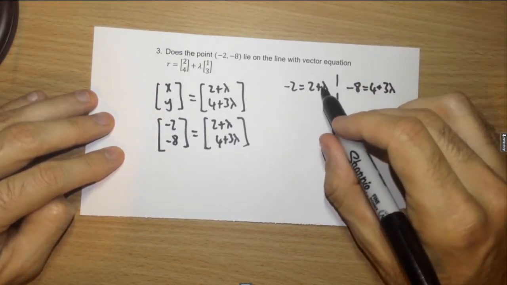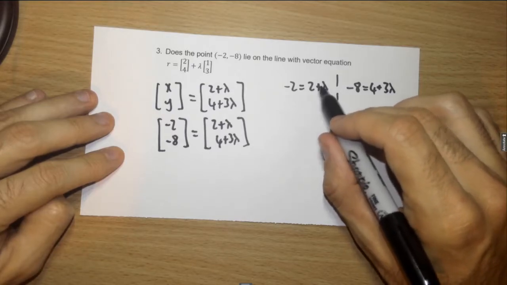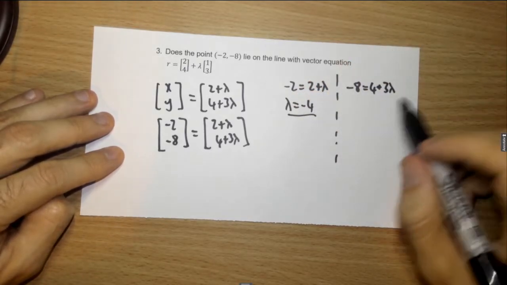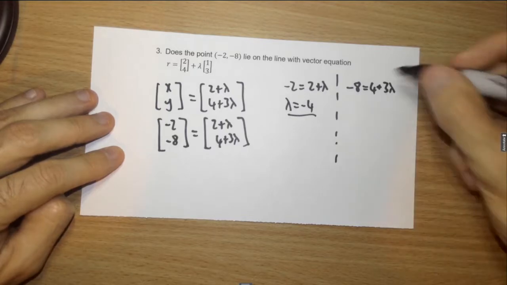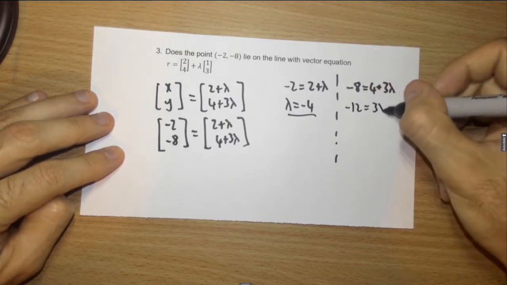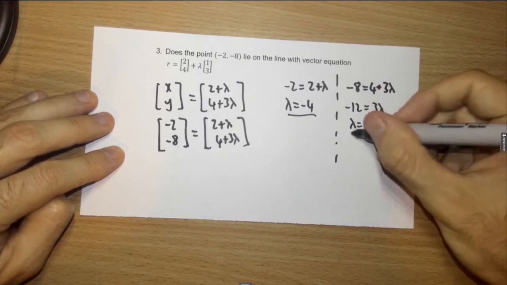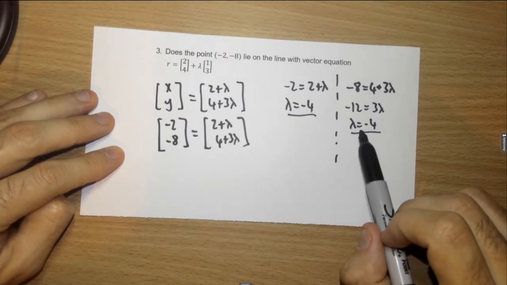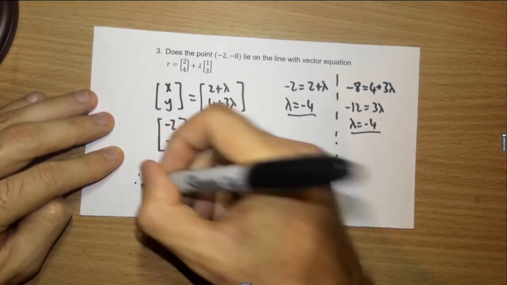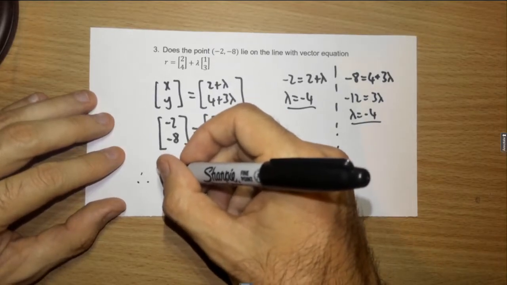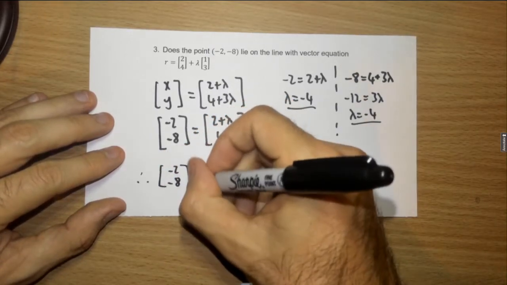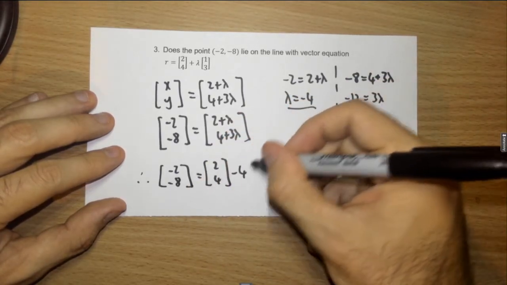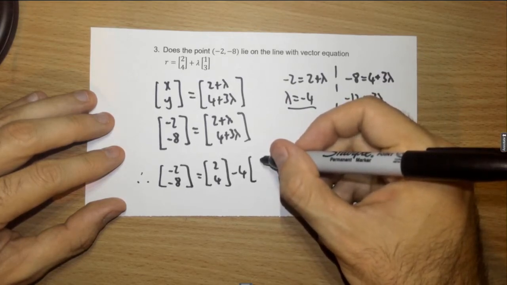Let's solve for lambda for the x coordinate. If we're solving for lambda for the x coordinate, we should end up with lambda is negative 4. And if we try to solve for lambda on this side, we're going to have minus 12 equals 3 lambda, so lambda equals minus 4. Now, because the lambda for the x coordinate and the lambda for the y coordinate are the same, therefore minus 2, minus 8 equals 2, 4 plus minus 4 lots of 1 and 3.